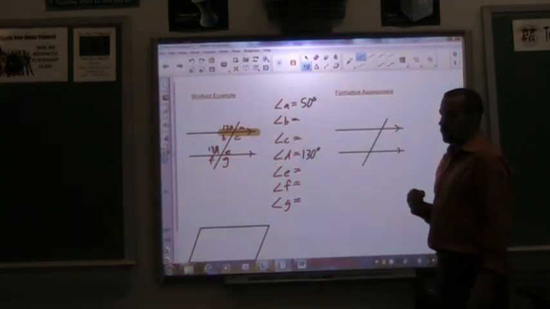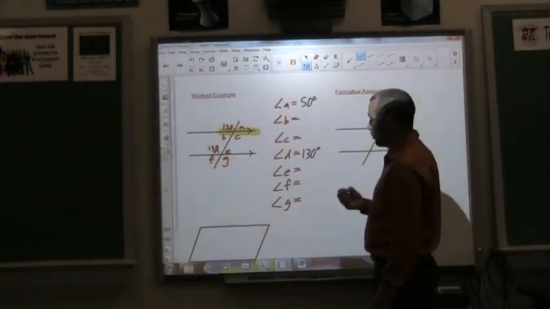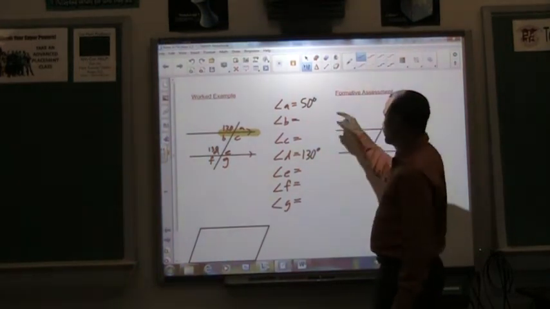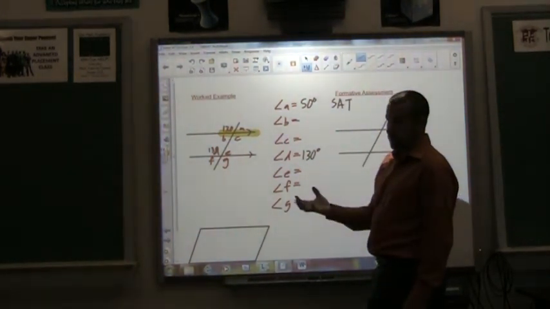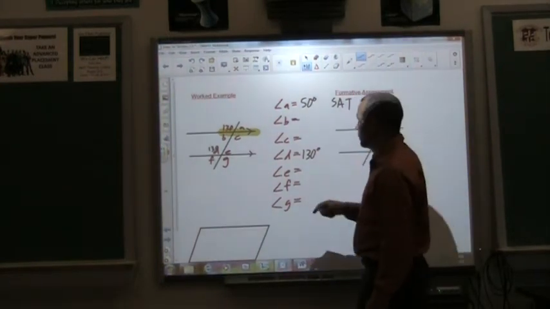Now last year we called that the supplementary angle theorem, abbreviated as SAT, which basically means that there's 180 degrees in a straight line. So let's fill that in.